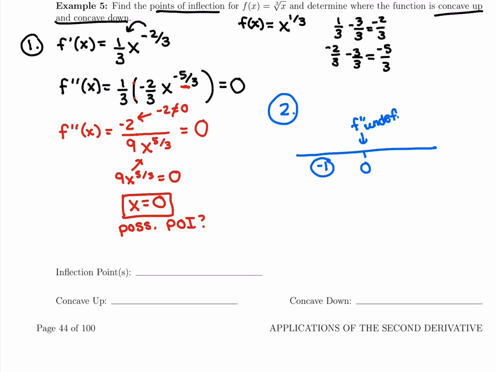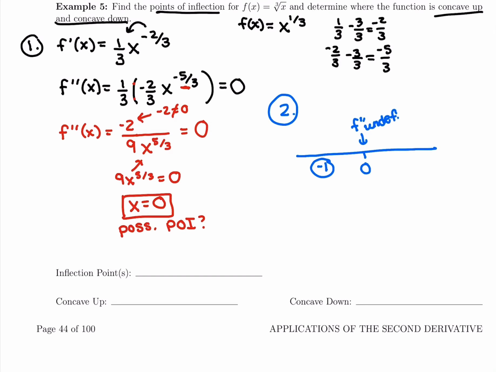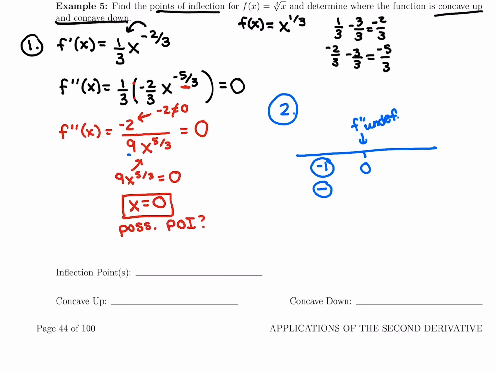I'm going to plug into my derivative here. So the top is negative 2, which is going to always be negative. And then in the bottom, I'm going to have 9 times negative 1 to the 5/3. Well, I know 9 is a positive number, so I don't have to worry about that. But then I need to probably use my calculator on this. Negative 1 to the 5/3, or you might know negative 1 to the 5th is going to stay negative, and then when you take the third root, it's also going to stay negative. So you can use your calculator, or you might remember from algebra.